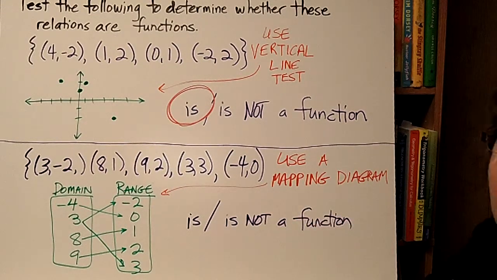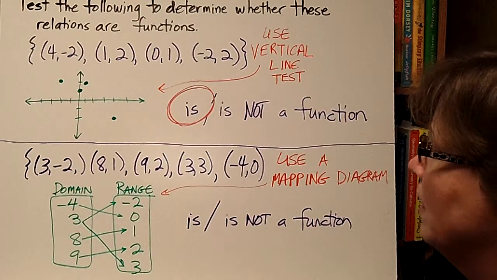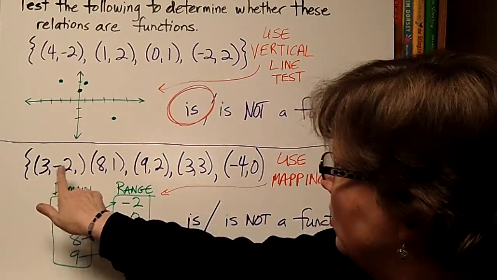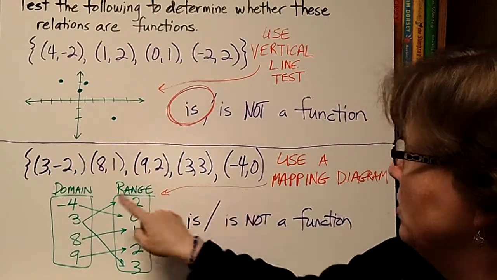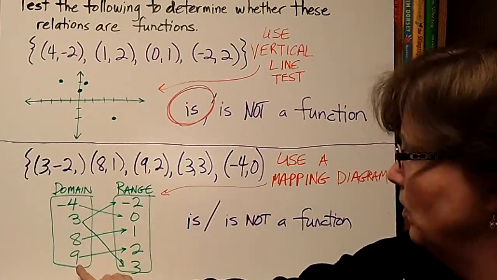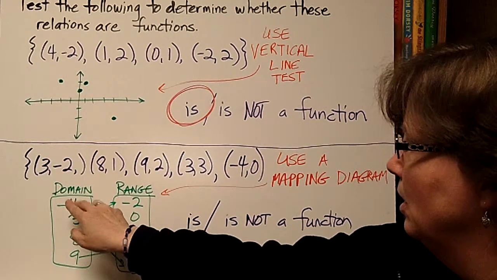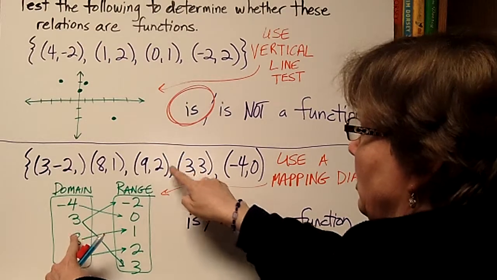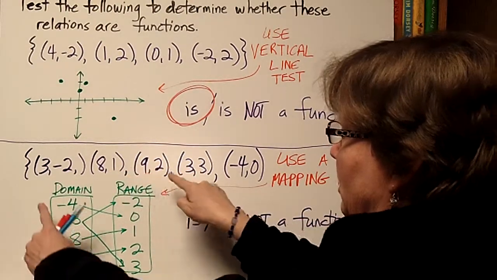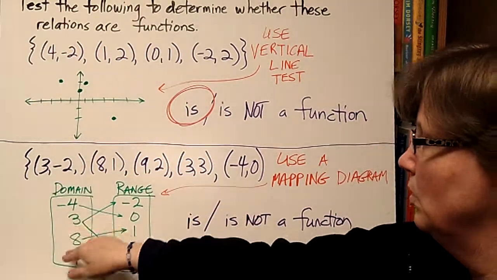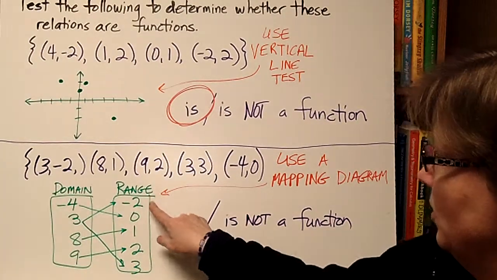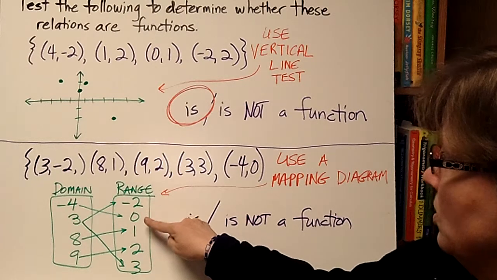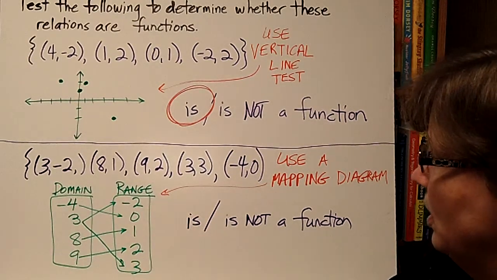We use a mapping diagram in this example. We have each of our ordered pairs, and I've taken the first values. I have placed them in numerical order, using them only one time, into my domain. So as you can see, the smallest one was a -4. Then we have 3, 8, and 9. And as you can see, we had 2 3s, so I only used them one time. In the range, I put them from smallest to largest, -2, 0, 1, 2, and 3.